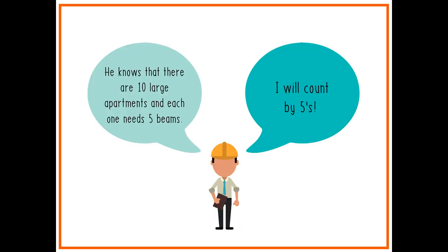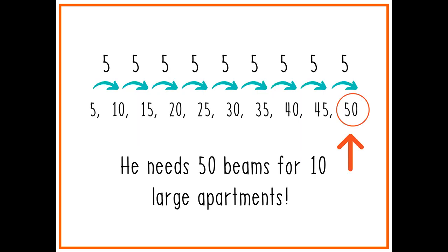Next, Clark counts how many beams he needs for the large apartments. He knows that there are 10 large apartments and each one needs 5 beams. He counts 5, 10, 15, 20, 25, 30, 35, 40, 45, 50. This means he needs 50 beams for the large apartments.